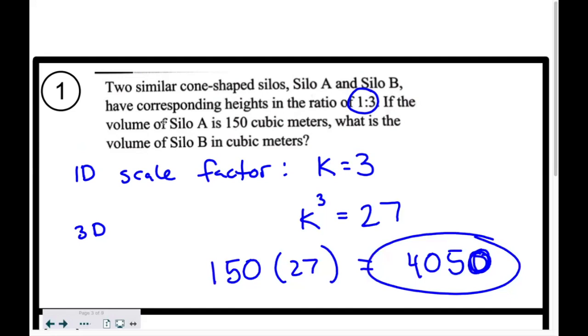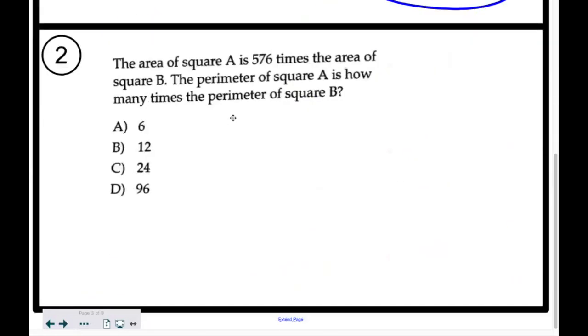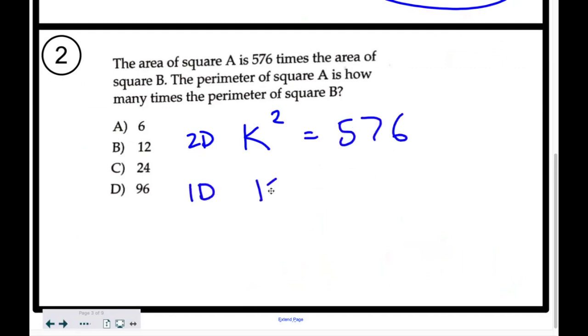Okay, so now we look at another one. Moving on to number 2, the area of square A is 576 times the area of square B. So that means the area is 2-dimensional, so that's really k squared. That's equal to 576. Well, perimeter is a 1D concept, and 1D is always the scale factor itself. So all we have to do is square root this, and that ends up being 24. So the perimeter of square A is going to be 24 times the perimeter of square B.